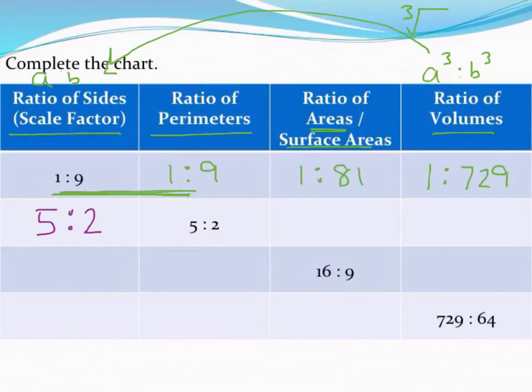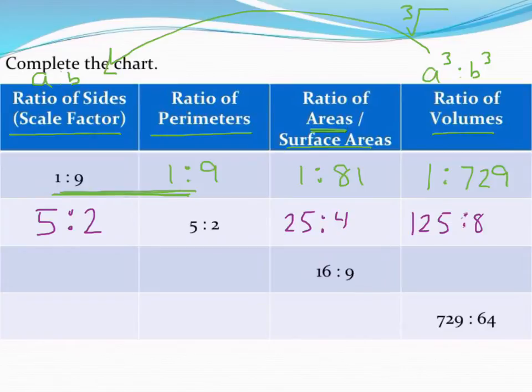To find the ratio of the areas or surface areas, square each of those numbers. 5 squared is 25. And 2 squared is 4. And then again, our new dimension that we're talking about is this third dimension with the ratio of volumes. Simply cube these numbers, raise them to the third power. 5 to the third is 125, and 2 to the third is 8. Oops. Well, you get the idea. I can't make those colons on here.